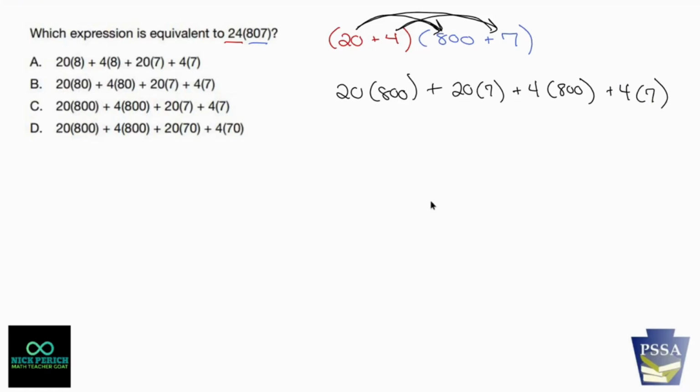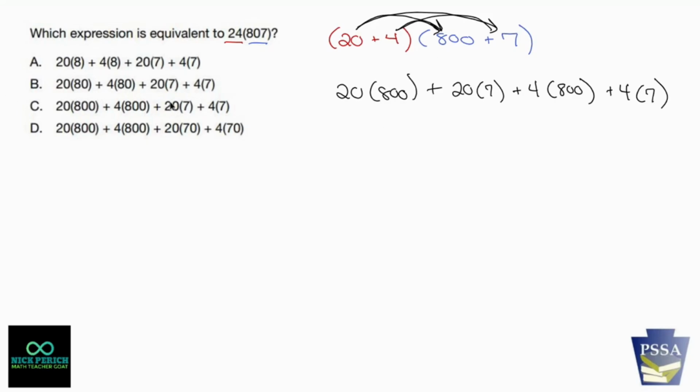Now this process is called foiling. First, outer, inner, last. Okay? That might be something you'll deal with in Algebra 1, but that's what it's called. Now, I did that, but it's not the order they want me to put it in.